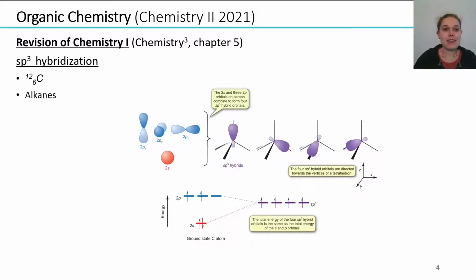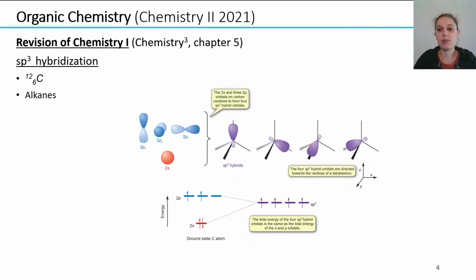As you already know, the central atom of organic chemistry is carbon. So always when we talk about organic chemistry, we mainly talk about carbon-hydrogen bonds or carbon-oxygen bonds, but carbon is always involved. And carbon is a special element.